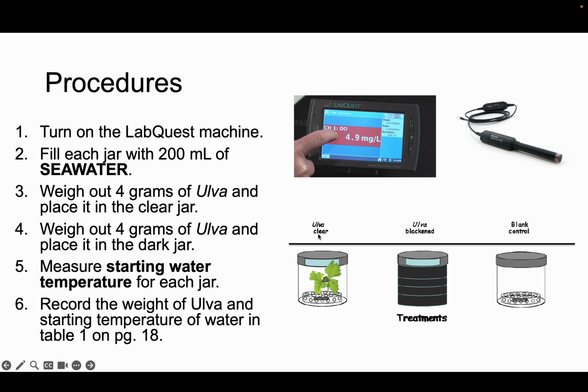In the clear jar, you're going to take 4 grams of Ulva and put it in. Now, it doesn't matter if you have 2 pieces of Ulva, 4 pieces, 10 pieces. It really doesn't matter, but the final mass of Ulva that goes into the clear jar needs to be 4 grams. And then you also need to add 4 grams of Ulva into the darkened jar as well. And then you're going to measure the starting water temperature with the thermometer in each jar. Do this before you start. And remember, the temperature has to be in degrees Celsius.